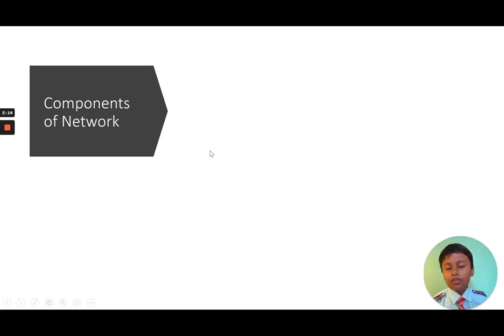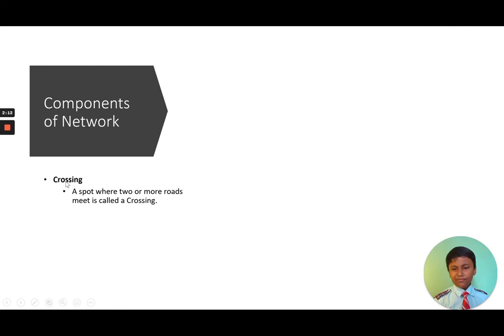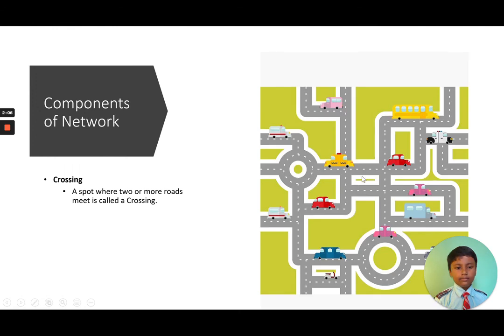Components of network: crossing. A spot where two or more roads meet is called a crossing. One crossing, two crossing.